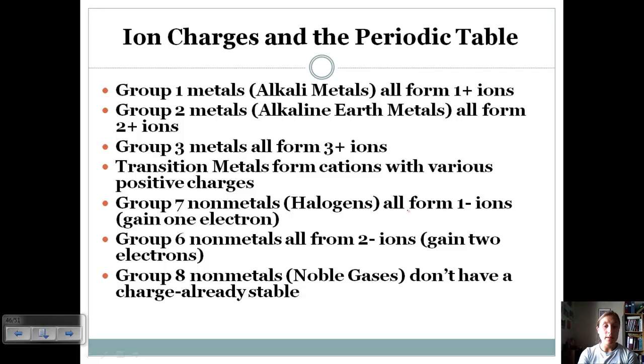The group 8 nonmetals, which are the noble gases on the very end, remember we said that they're noble because they don't react. So if they don't react, they don't need to lose or gain electrons. They're already stable on their own, so they don't have a charge. We could think of them as a charge of 0.